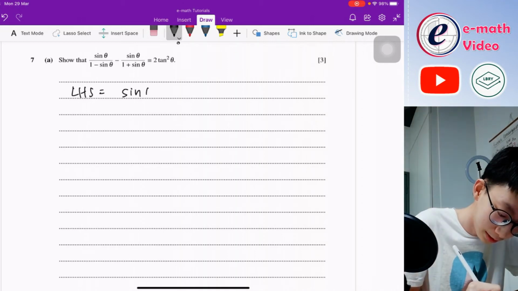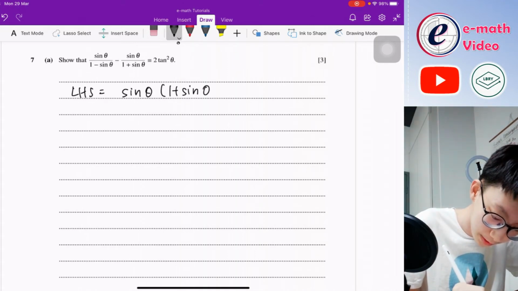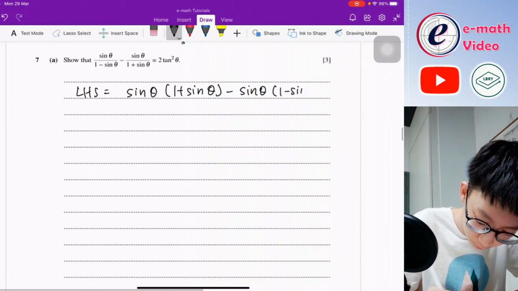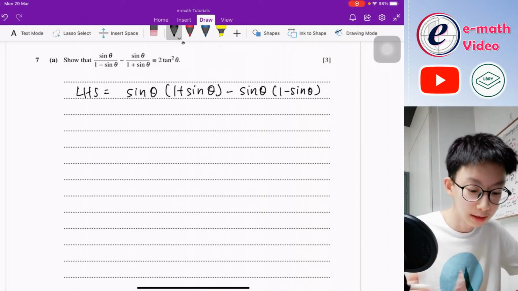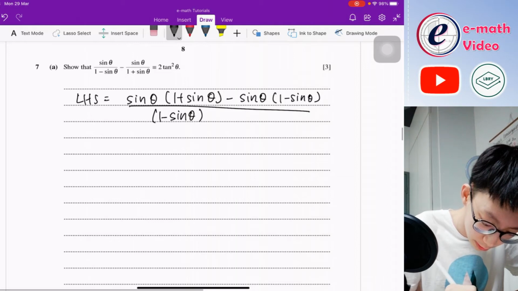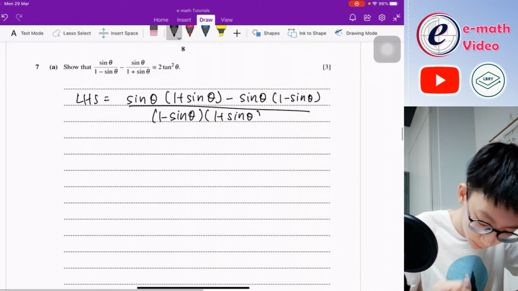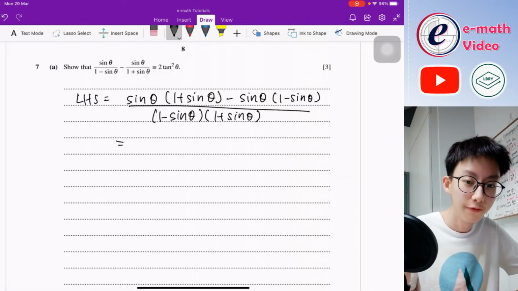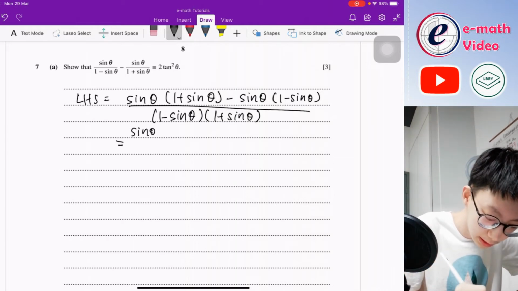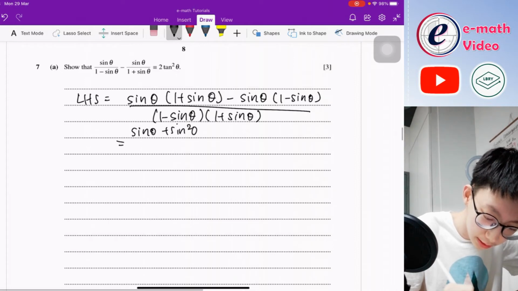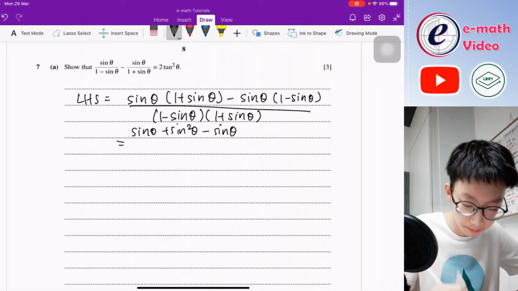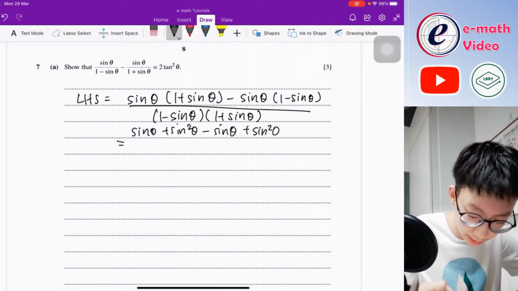Let me start from the left hand side. Equals, I just directly combine, I'll just get one step here: 1 plus sine theta minus sine theta, 1 minus sine theta. And because they have a common denominator now, I'll just put them together: 1 minus sine theta, 1 plus sine theta. Then just go ahead and expand this. Be very careful of the positive and negative. So it will be sine theta plus sine square theta minus sine theta. Minus becomes a plus sine square theta.